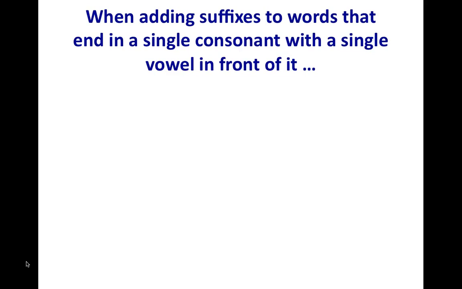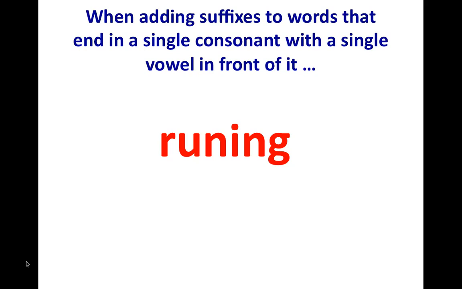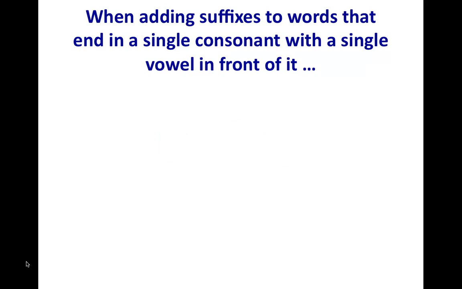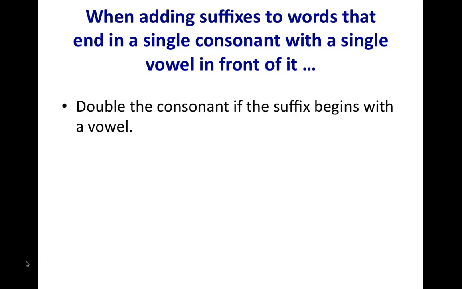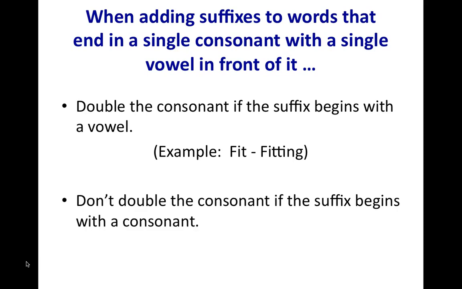There are also rules when adding suffixes to words that end in a single consonant with a single vowel in front of it. You may have seen students spell the word running like this. They need to learn the suffix rule for this situation. Here are the rules. First, double the consonant if the suffix begins with a vowel. So if we were adding ing to the word fit, we would have to double that t. We don't double the consonant if the suffix begins with a consonant. So fit, when we add ness to it, does not need a double t. There is a visual of these rules on page 106. Many teachers enlarge the suffix rules to hang up in the classroom as visual reminders.